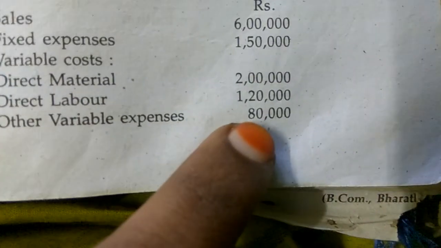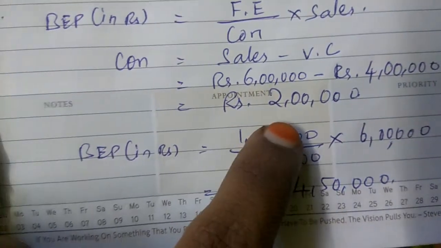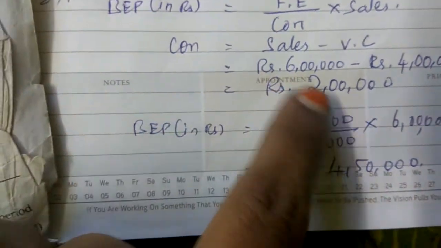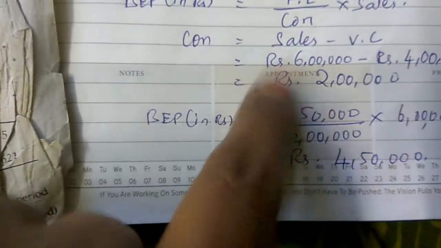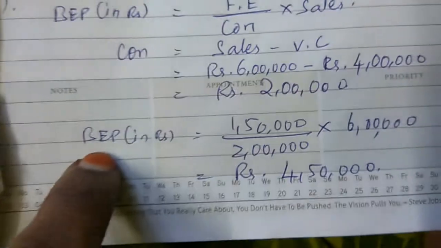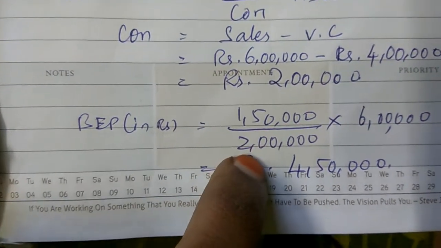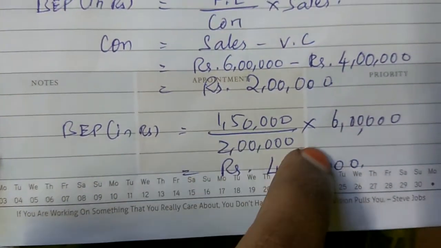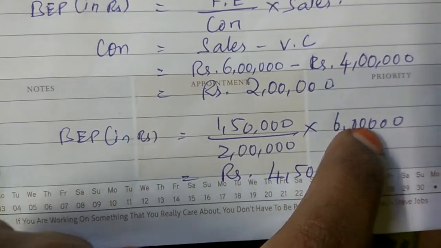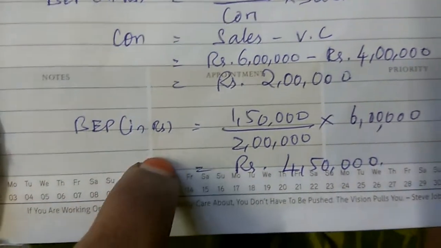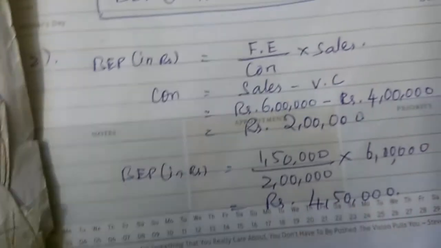2 lakh, 1,20,000 and 80,000. 3 plus 1 is 4. So the 4 lakh we have to deduct, which gives 2 lakh as the contribution in rupees. So write down the rupees and units properly. Break-even point in rupees is equal to fixed expenses 1,50,000 divided by contribution 2 lakh into sales. Sales is 6 lakh. We get 4,50,000 as the break-even point in rupees. Okay, good.